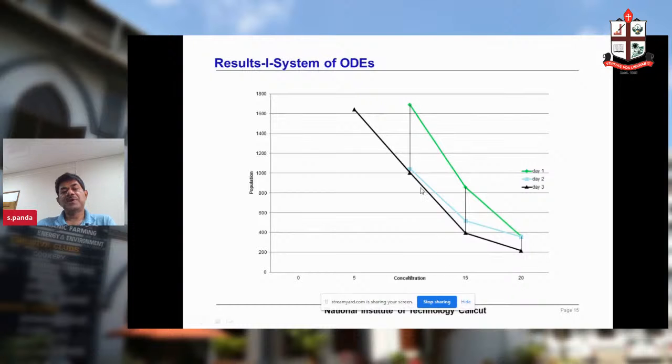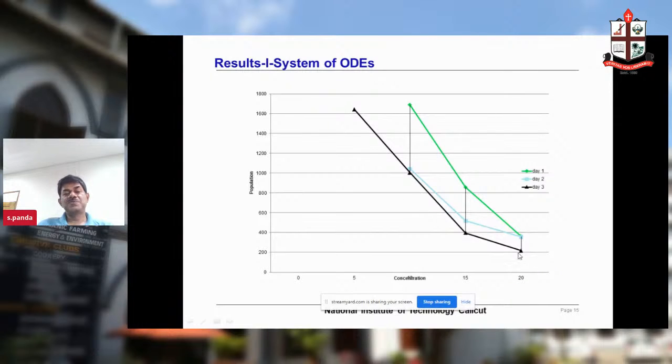If I look at day 1, you see the starting point is close to 1,600, but the decreasing rate is not so good, because at different chemical concentrations, you're starting with a different chemical concentration. In day 1, one can expect the bacteria has to decay quickly. Similarly, day 2 is quite better and day 3 is decaying faster.